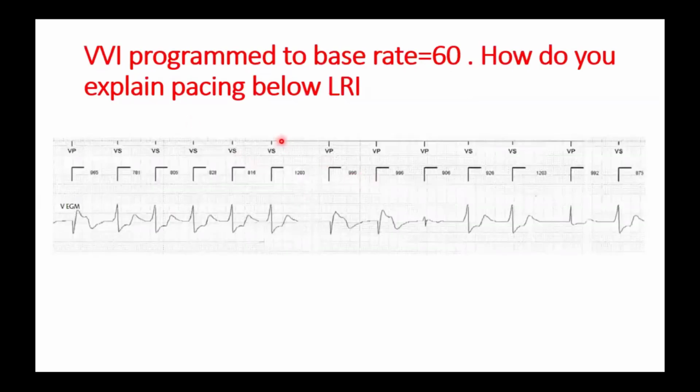So this patient has a single chamber pacemaker programmed to a base rate of 60 beats per minute. However, we notice that there's pacing at a rate lower than the lower rate interval. The lower rate interval should be 1,000 milliseconds, but here the pacing comes after 1,200 milliseconds. So why does the rate of pacing vary and become lower than the lower rate interval?